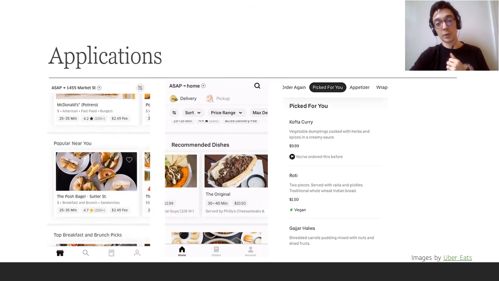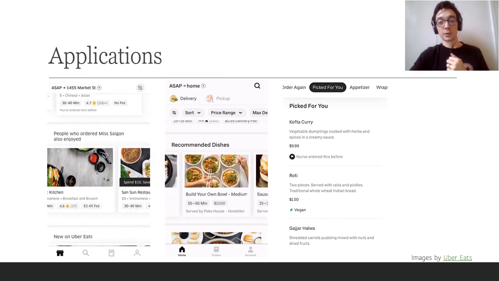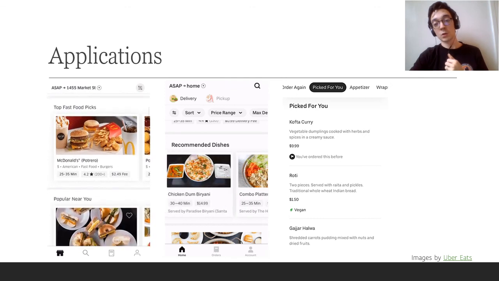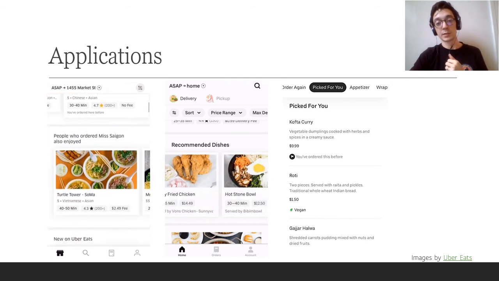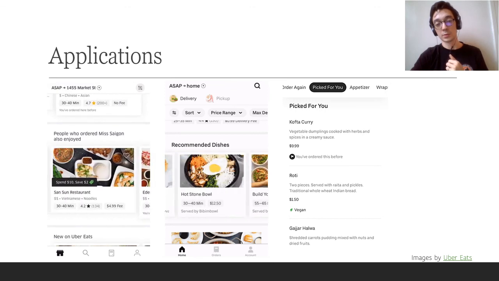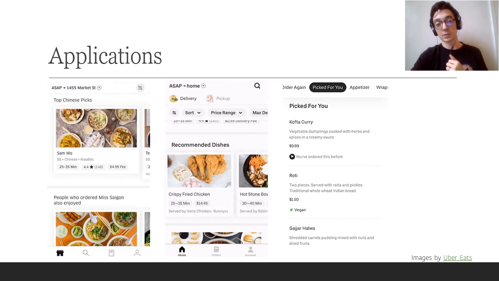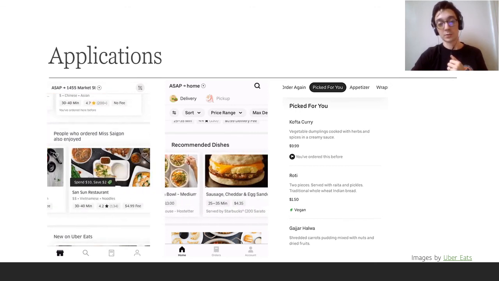For example, Uber Eats now uses GraphSAGE, with a few modifications, to improve their recommendation system. To do so, they create 2 bipartite graphs, one that represents users and dishes as nodes, with edges representing the number of times a user ordered a specific dish, and a second graph which represents users and restaurants as nodes, and edges representing how many times a user ordered from a specific restaurant.